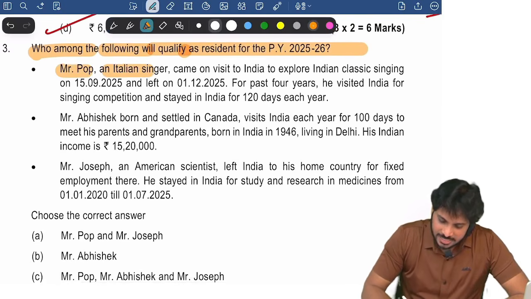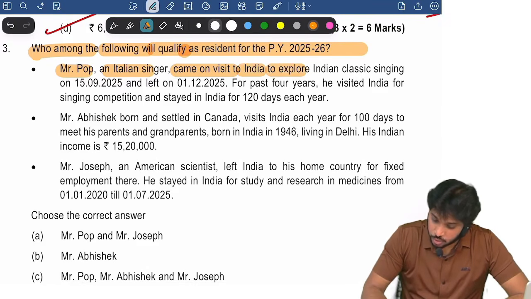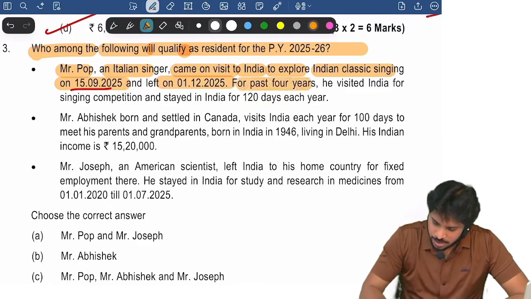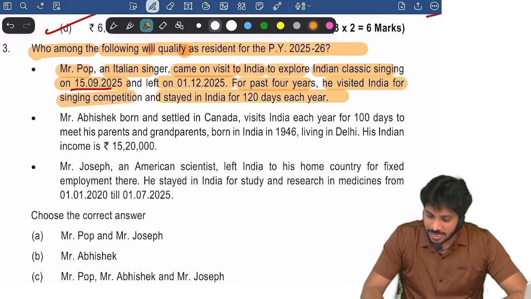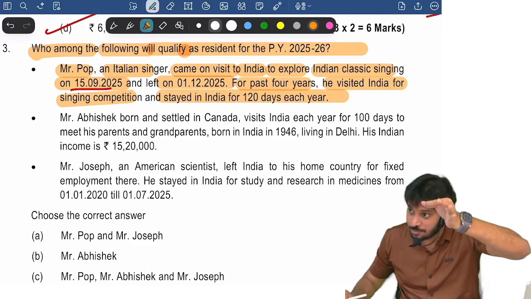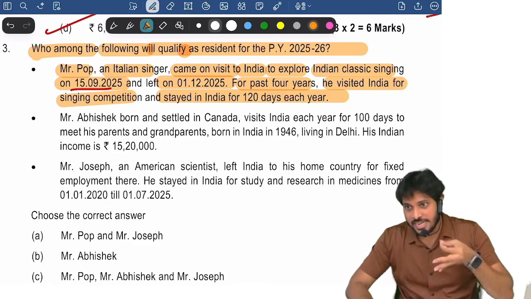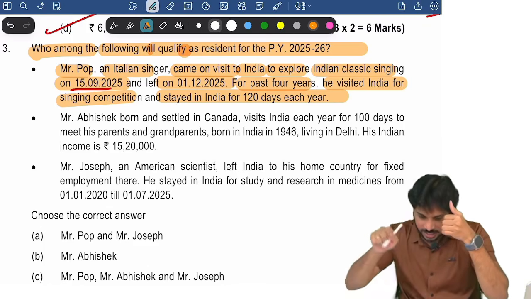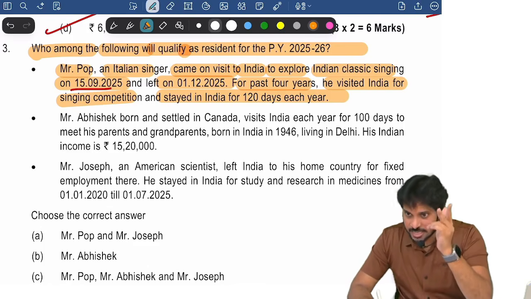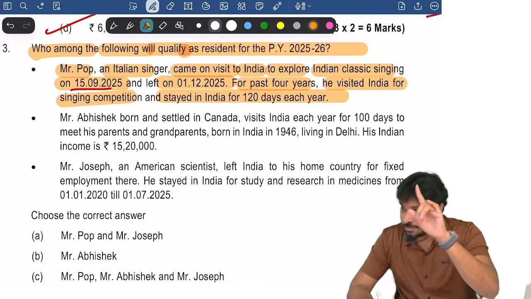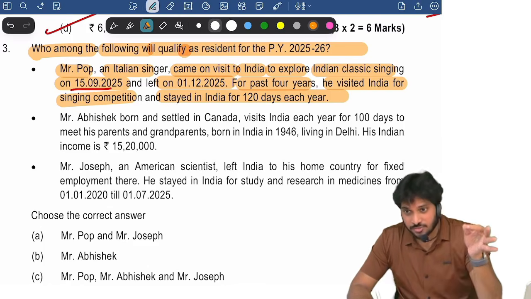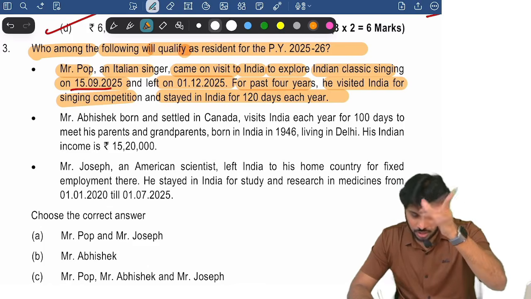Mr. Pop, an Italian singer, came to visit India to explore Indian classical singing on 15th September and left India on 1st December. For the past 4 years, he visited India for a singing competition and stayed in India for 120 days each year. Remember, he is not an Indian citizen. Therefore, the B2 condition can be applied: visiting India 60 days or more in the current year. In the current year he stayed 60 days or more, from 15 September to 1st December. November fully, October fully, September some 15-16 days, which is more than 60, plus last 4 years 480 days he stayed. So 60 days or more plus 365 days or more in the last 4 years. B2 condition satisfied. Resident.